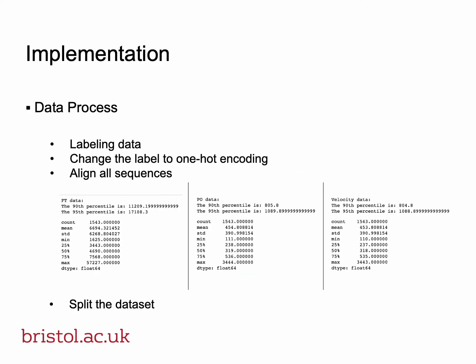In data processing, the first thing I did was to label the data with the types of the motions, and then change the labels to one-hot encoding. By counting the lengths of the FT, PO, and velocity sequences, I chose 15,000 to be the length of all the FT data and 1,000 for PO and velocity sequences, and then aligned all these sequences. The last thing is to split the data into train, validation, and test sets.